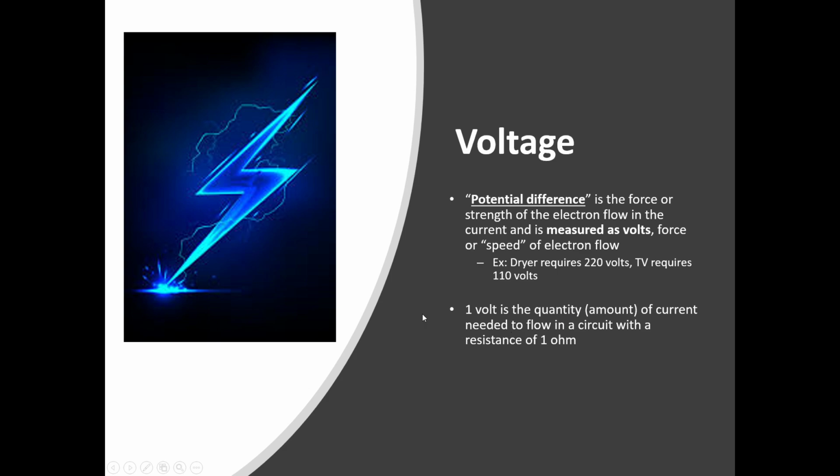And then the volt, specifically its definition, not very important, but it's the amount of current needed to flow in a circuit with a resistance of 1 ohm. So for an electron to get through a circuit that has a resistance of 1 ohm, it needs to have at least 1 volt. That's how we measure it.